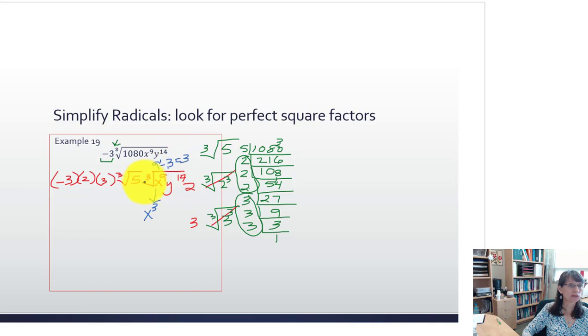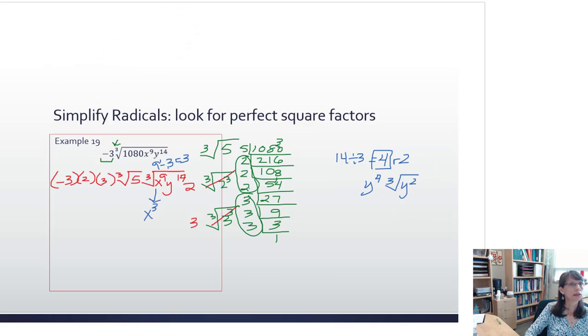With 14 divided by 3, 14 divided by 3 will give me, what, 4, remainder 2. So 4 will clear the radical. That would give me y to the 4th. However, 2 bases of y would remain under the cube root. So that would look like this, cube root of y squared.